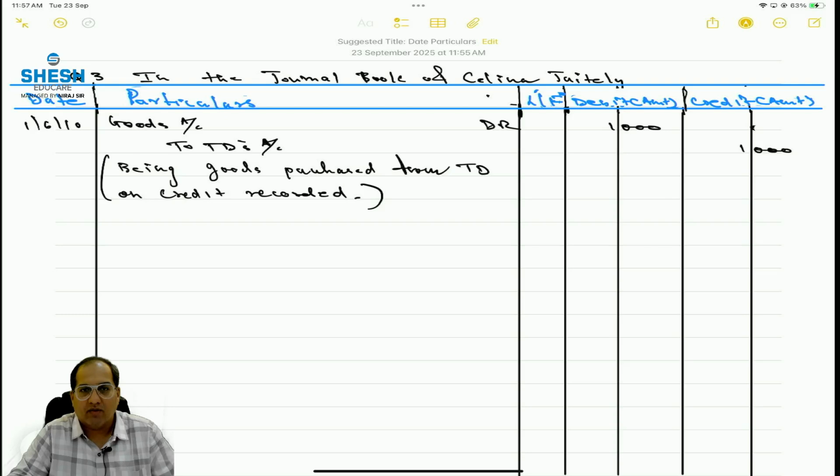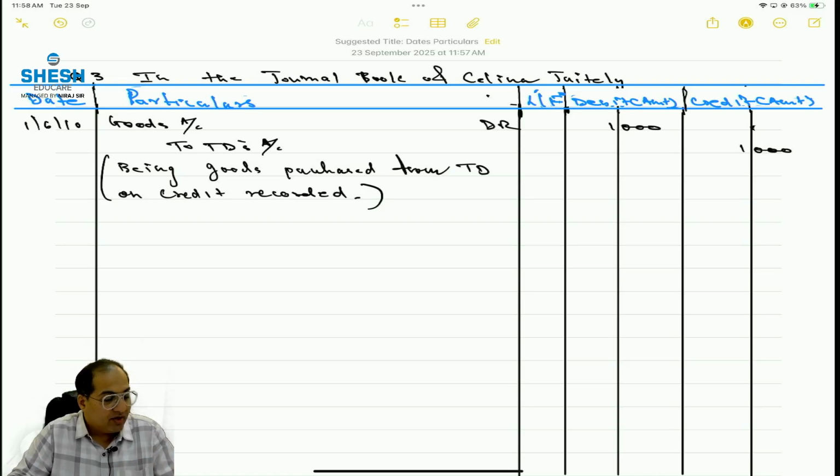With this, Tendulkar becomes my creditor. The person from whom I purchased goods on credit is my creditor. A creditor is a person to whom we are liable to pay. So the total amount payable to Tendulkar is 1000. Keep this in mind. Next.